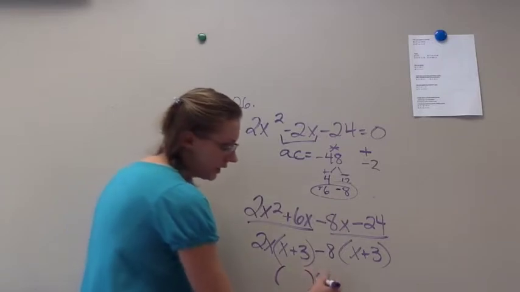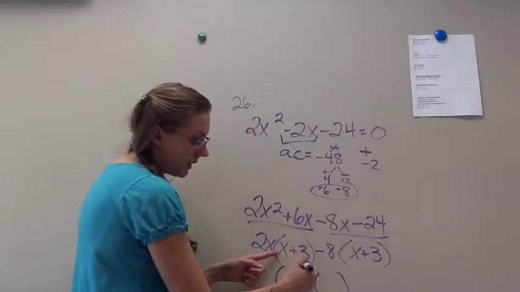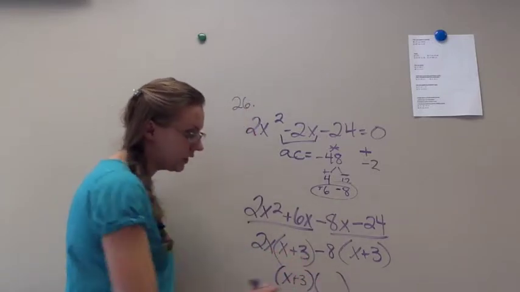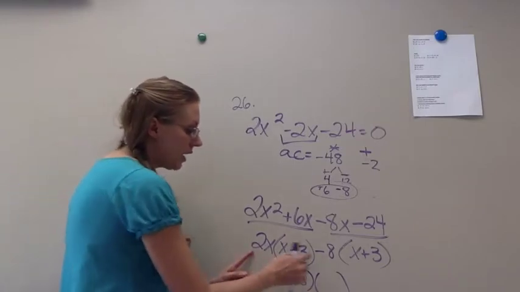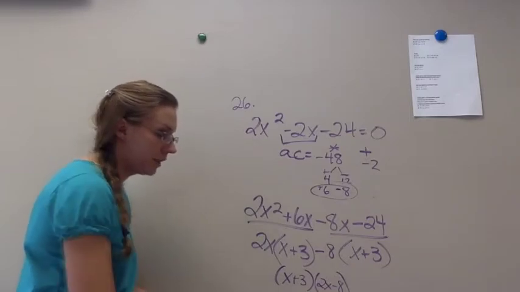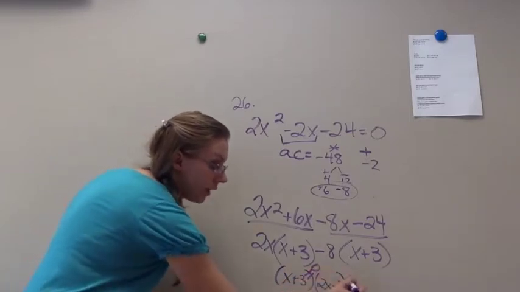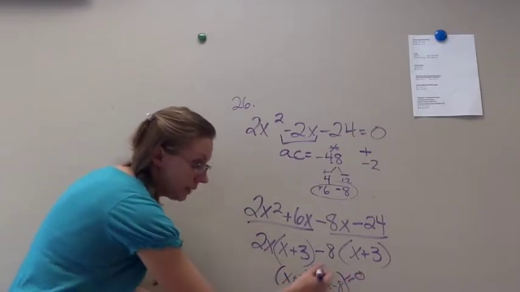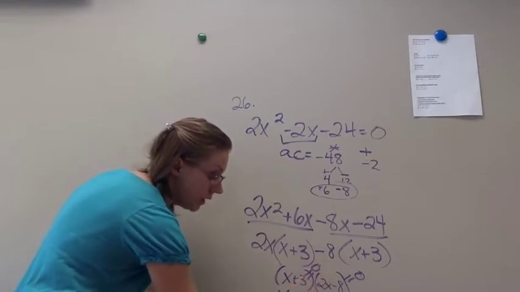We're almost done. This is a long process. We take this, it goes in one of our parentheses for our factored form. We take our other chunk, 2x minus 8, and that's our other piece. Now we set each equal to 0. So we minus 3, we have x equals negative 3.